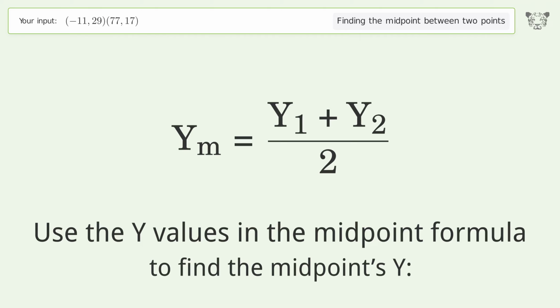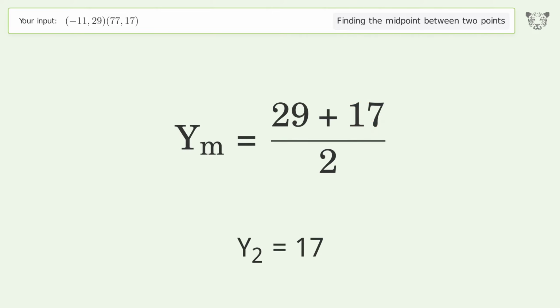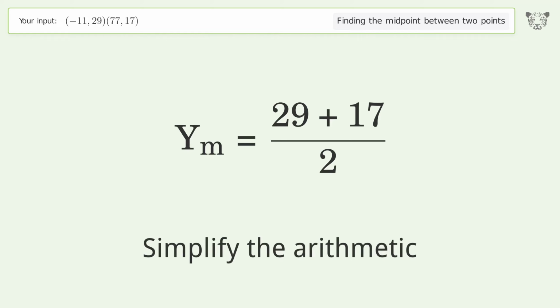Use the y values in the midpoint formula to find the midpoint's y. y1 equals 29. y2 equals 17. Simplify the arithmetic.